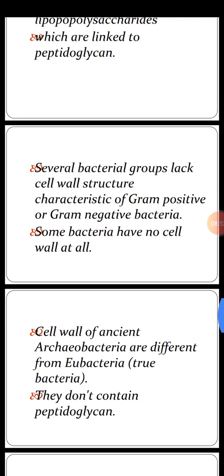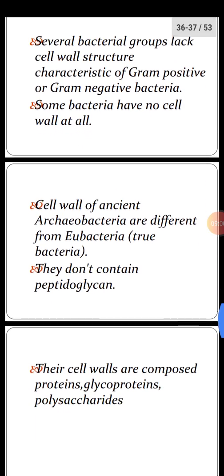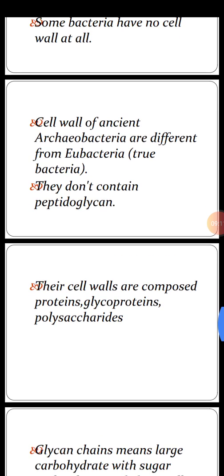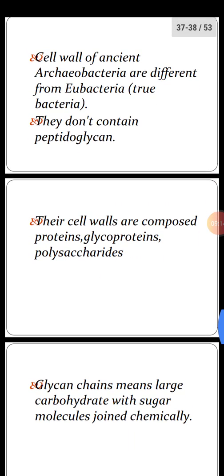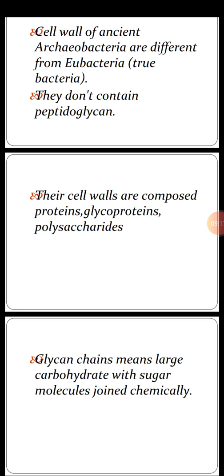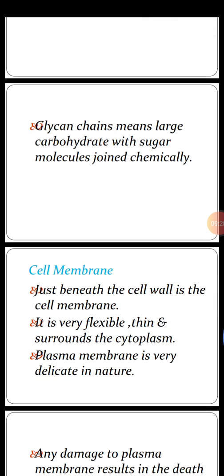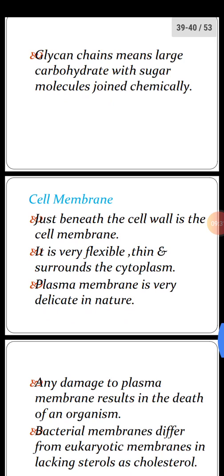Several bacterial groups lack the cell wall structure characteristic of gram-positive or gram-negative bacteria. Some bacteria have no cell wall at all. The cell wall of the ancient, old group of bacteria, that is archaebacteria, is different from that of eubacteria, the true bacteria. They don't contain any peptidoglycan in their cell wall. Their cell walls are composed of other materials like proteins, conjugated molecules like glycoproteins, carbohydrate plus proteins, and polysaccharides. Glycan chains means large carbohydrates with sugar molecules joined chemically.